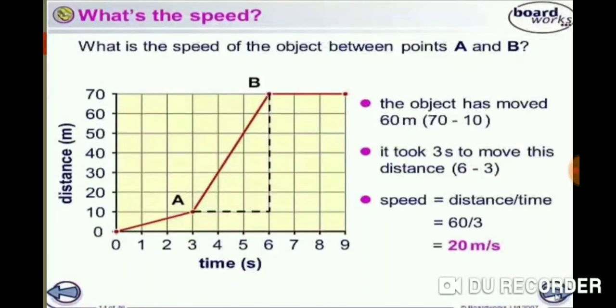How can we calculate the speed using a distance time graph? Here is one example. In this graph, we have marked 2 points A and B. The object has moved 60 meters from A to B, and it took 3 seconds to move this distance. Now we know that speed is equal to distance upon time. So if we divide 60 by 3, we get 20 meters per second. In this way, using graphical representation, we can calculate the speed of the moving body.